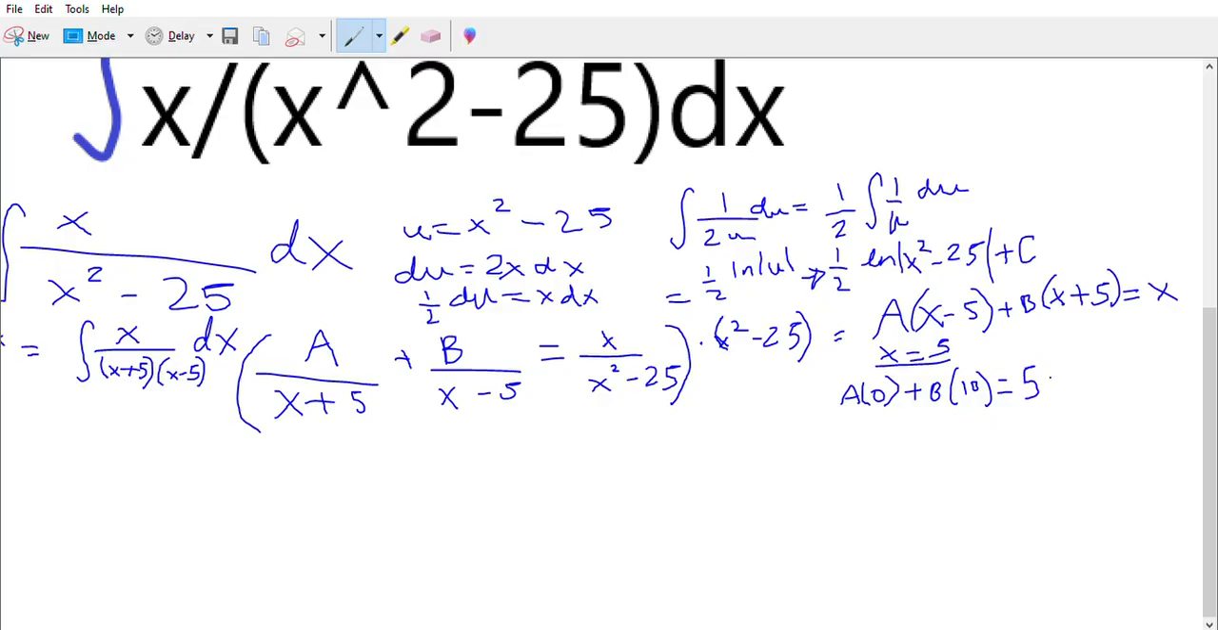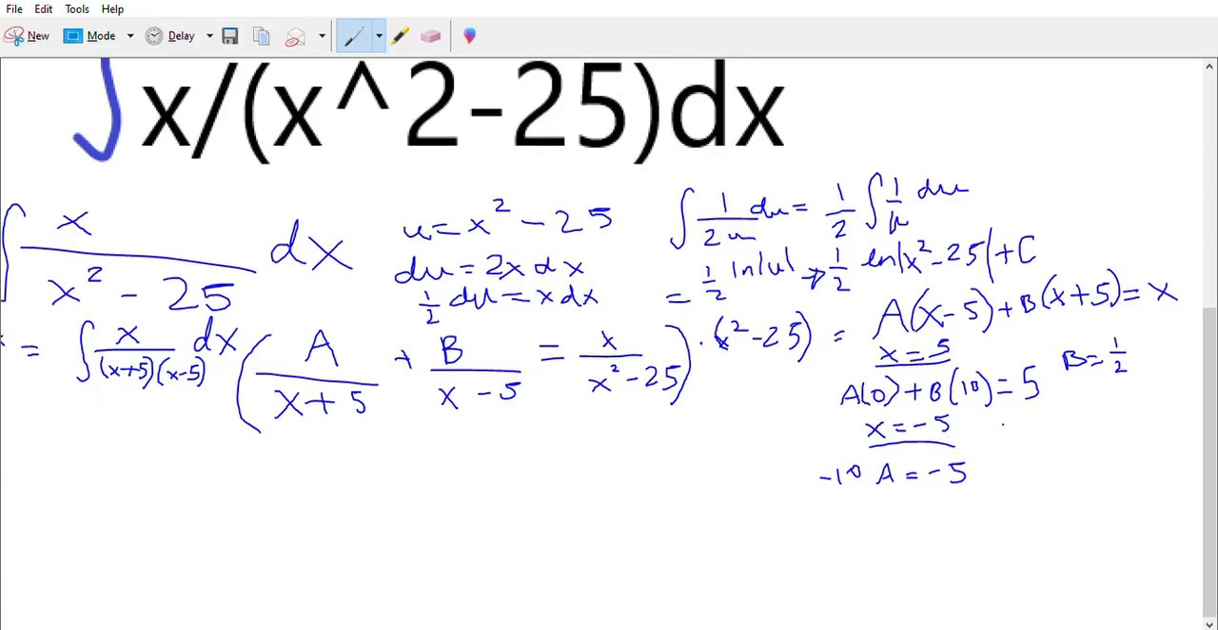Alright, based on this, 0 times a is 0. And it's basically 10b equals 5. So b equals 1/2. Now, if I were to plug in x equals -5, then it's kind of the same thing, except you would see -10a plus 0b equals -5.